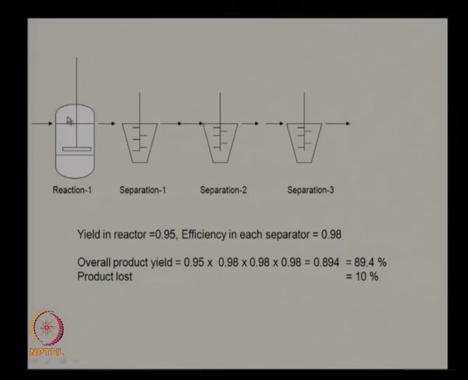Did you notice that? When I have 3 separators and 1 reactor, each one has a certain yield or efficiency. Although each of the separator efficiencies is 98% and the yield in the reactor is 95%, when I multiply all of them I end up with only 89%, that means I am losing 10% of the product as I move from here to here.